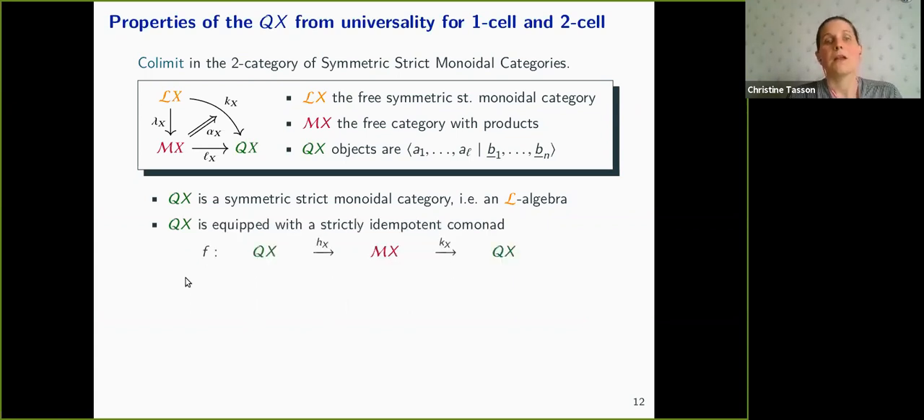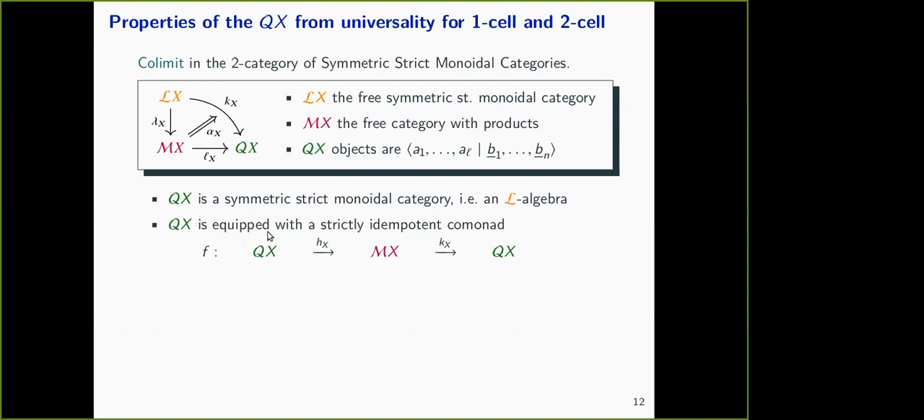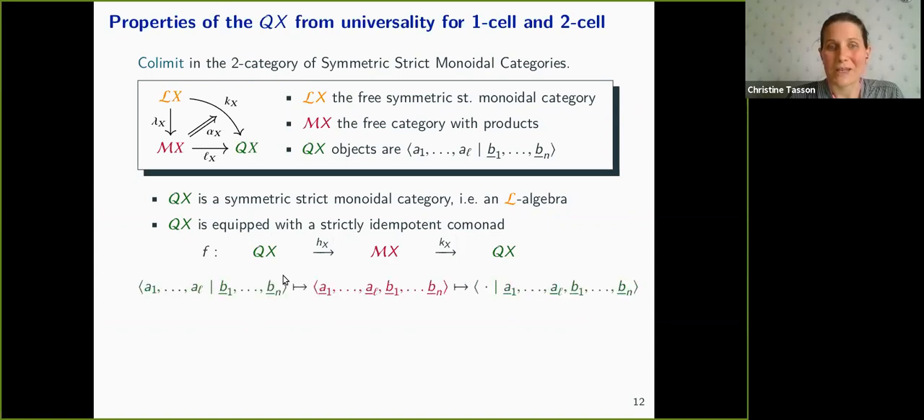The second thing is Qx is equipped with a strictly idempotent comonad. And what this comonad does is take a mixed linear, nonlinear sequence of types and produce the same sequence, but regarding every type as a nonlinear type. And of course, if you apply it a second time, because you have only nonlinear types here, you just get the same thing. That is why it is idempotent.